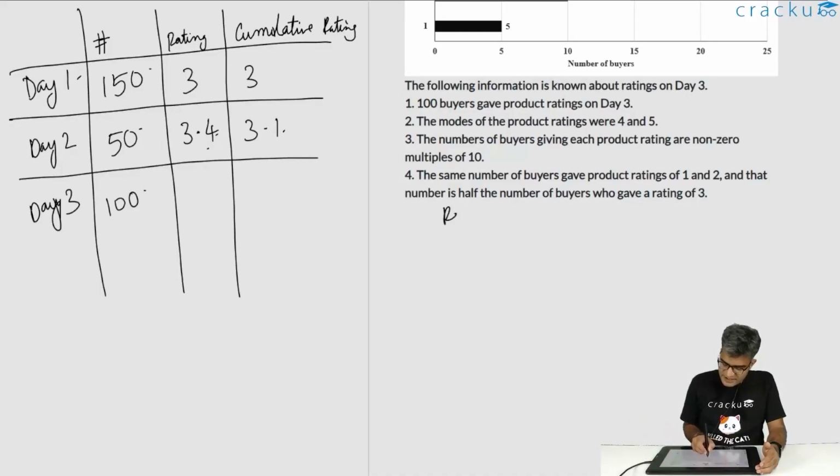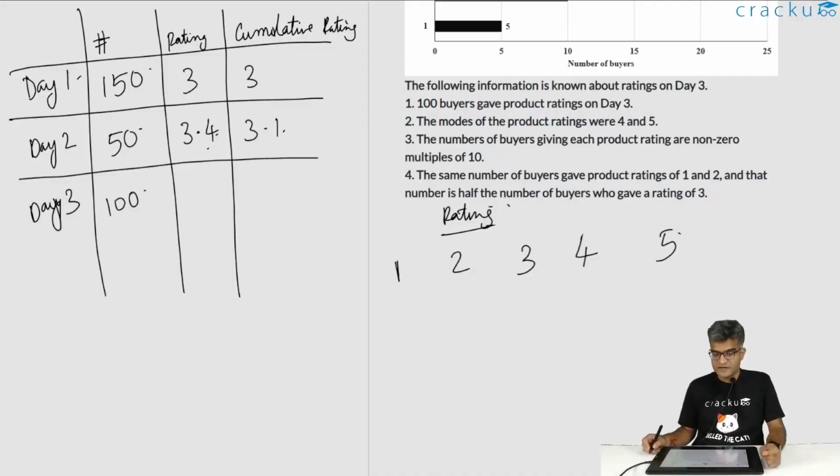If we are looking at the ratings, out of the total of 100, some people gave a rating of 1, some people gave a rating of 2, some people gave a rating of 3, some people gave a rating of 4, and some people gave a rating of 5. What we are told is that the sum of the total number of people who gave ratings, either 1 or 2 or 3 or 4 or 5, is 100, because that is the total number of people who gave rating. The modes of the product rating is 4 and 5.